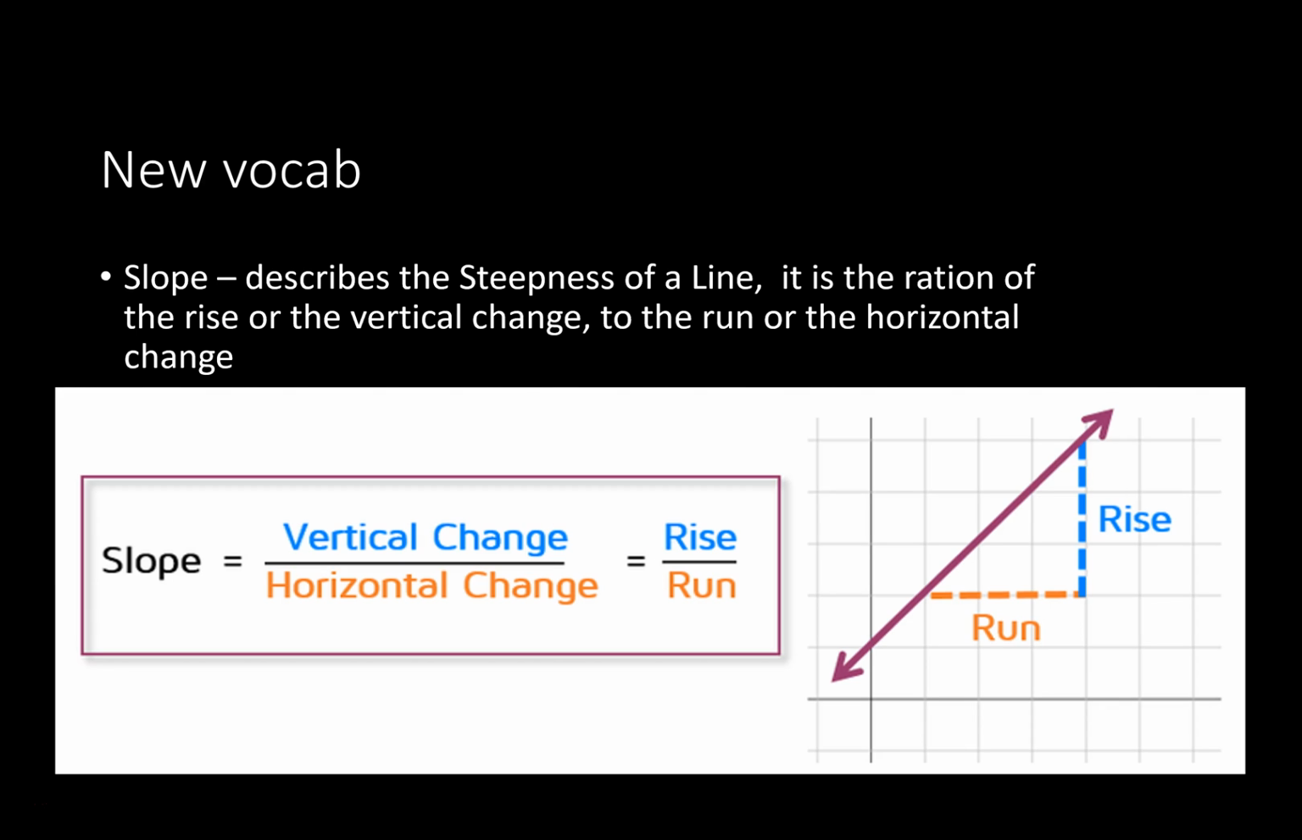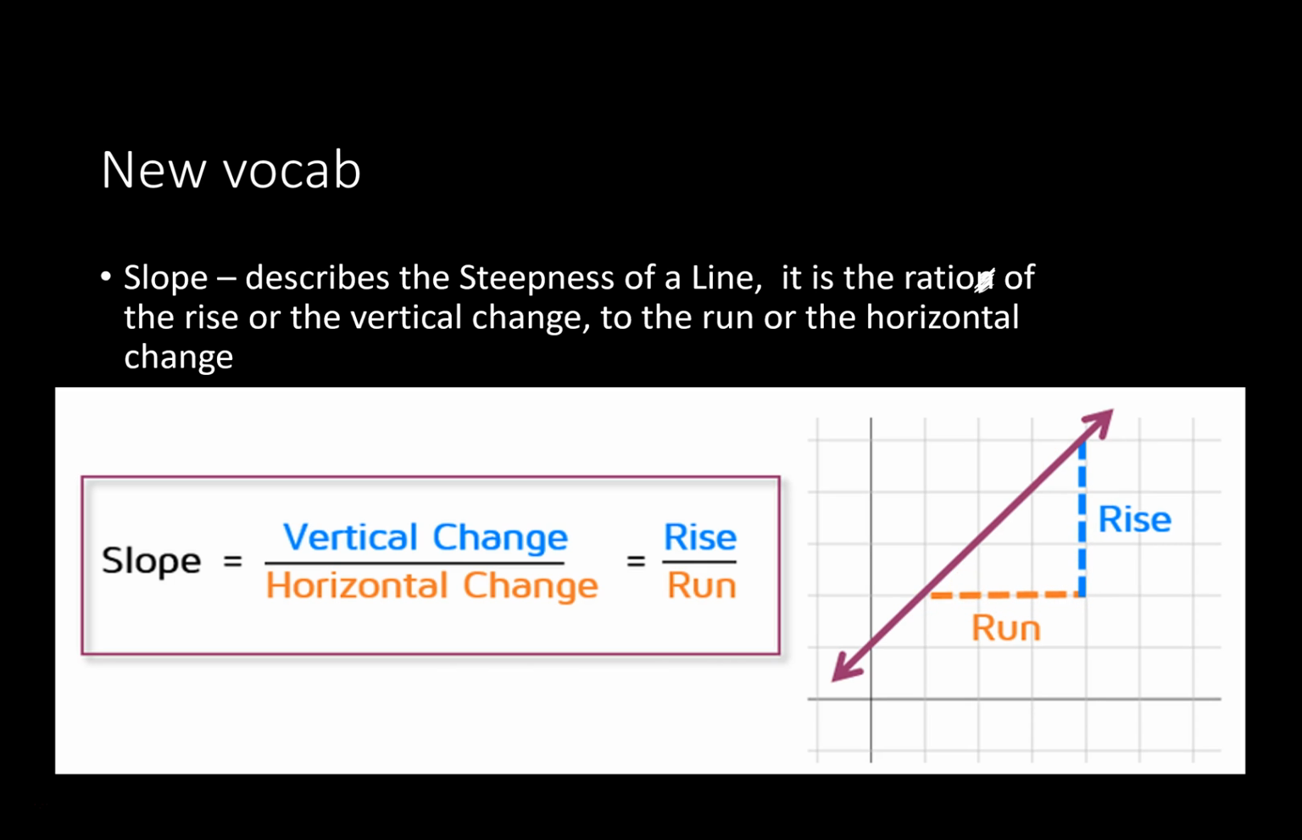So, slope describes the steepness of a line. It is the ratio of the rise, or vertical change, to the run, or horizontal change. So you'll hear me say this a lot. Slope is rise over run. Say it a lot. So vertical change over horizontal change. So the rise would be here, the run would be here.